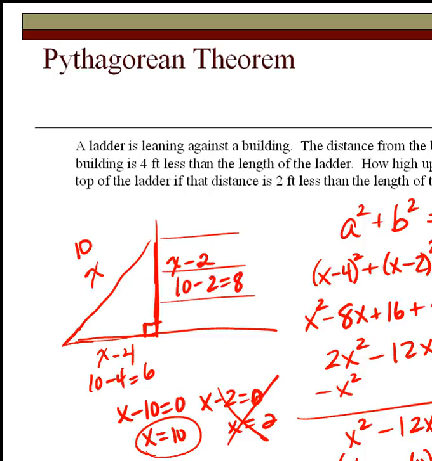And what do we have to answer? We had to say how high up the side of the building is the top of the ladder if that distance is 2 feet less than the length of the ladder. So how high up it would be 8 feet.